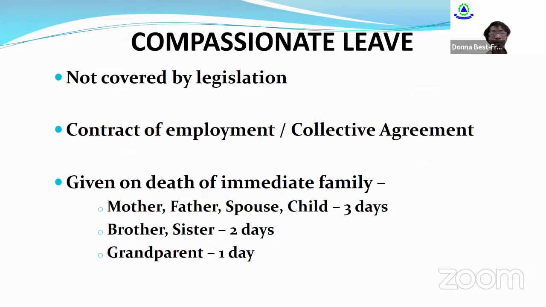An example that I have seen before is sometimes persons are given 3 days, or 2 days, or 1 day, depending on the closeness of the relative of the deceased. But again, this is not covered by legislation, and this is usually written in the contract if it is allowed by the company.